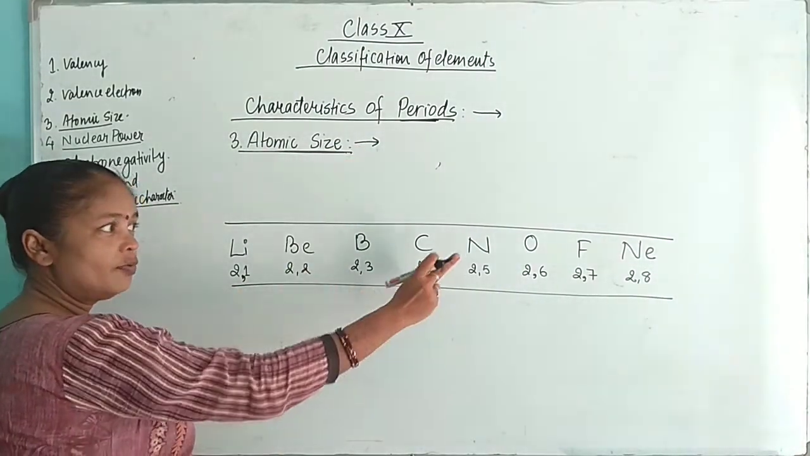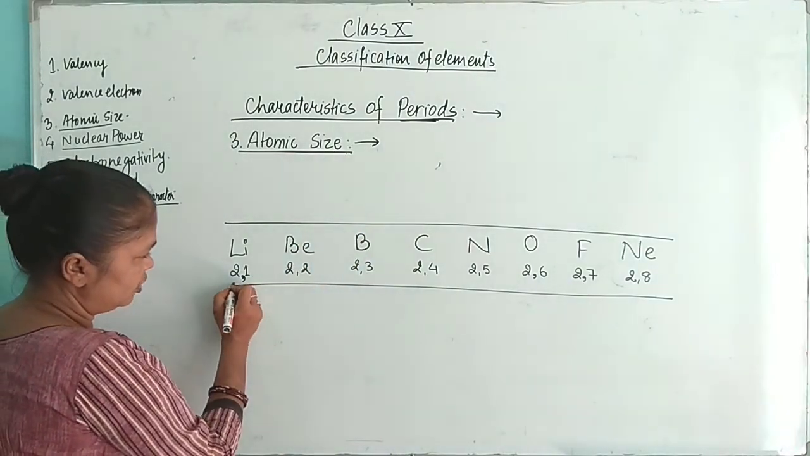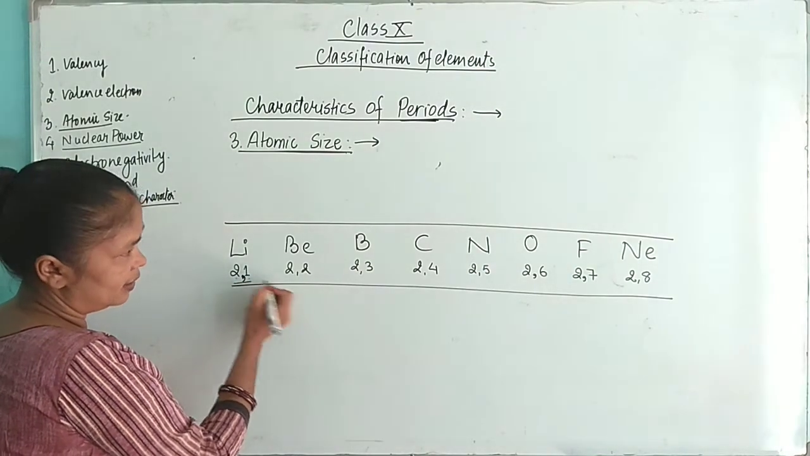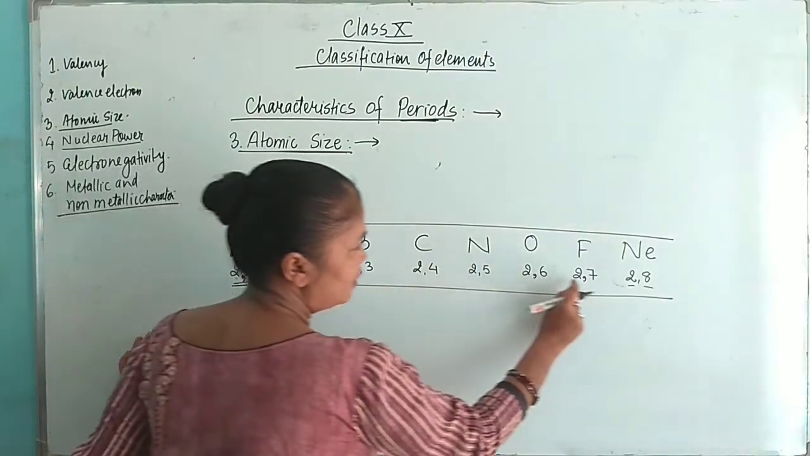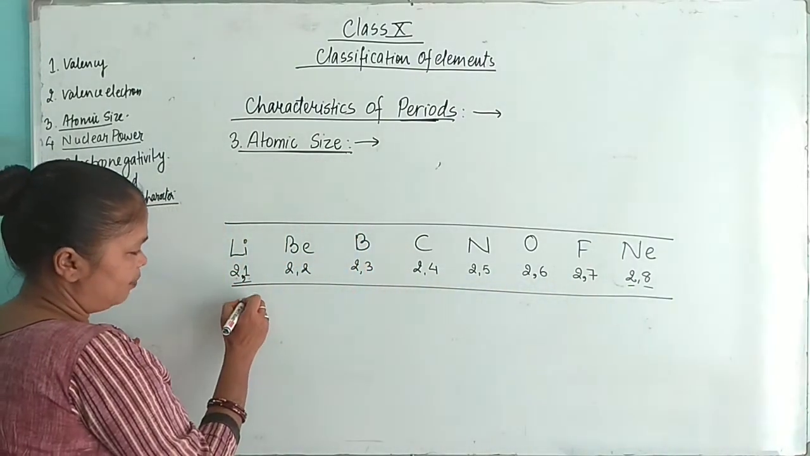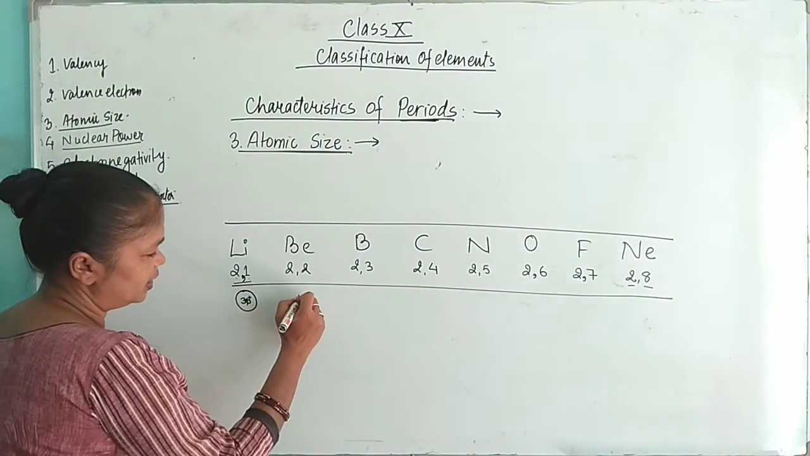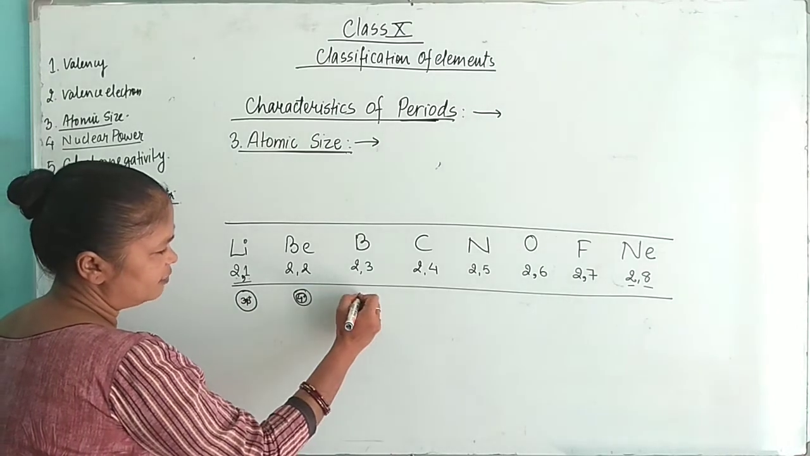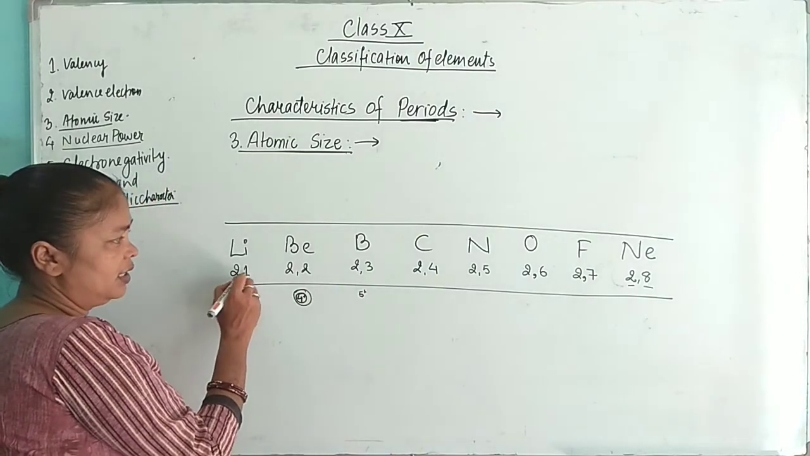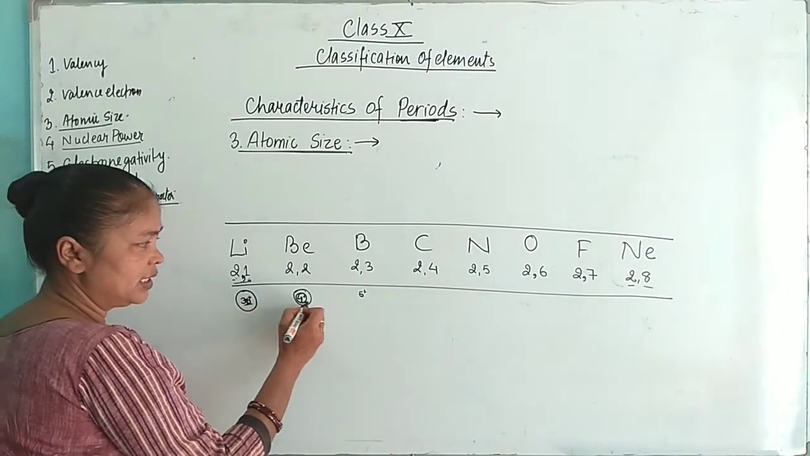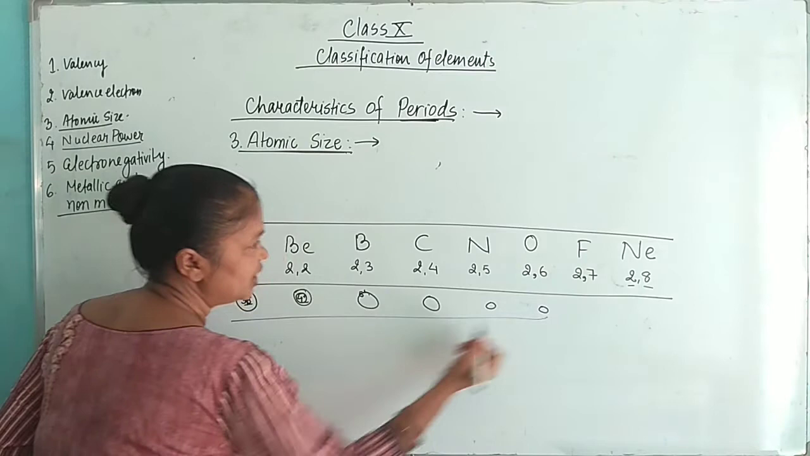As we move left to right in a period, the atomic size decreases. You see here there are also 2 orbits, K and L. Here all elements are having only 2 orbits, K and L. But here is 3 protons in the nucleus. Here is 4 protons in the nucleus. Here is 5 protons. As we are moving, the nuclear power is increasing, and they have only 2 cells. Due to the increasing nuclear power, as we move left to right in a period, the atomic size is decreasing.